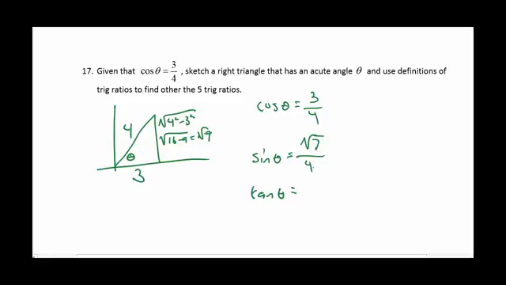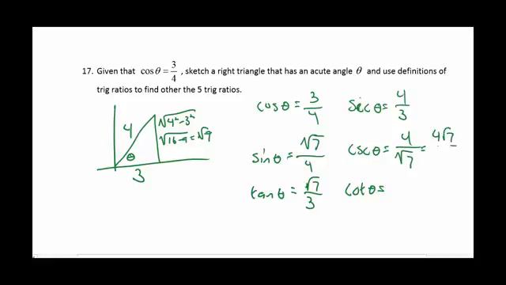Tangent is opposite over adjacent, so that's square root of 7 over 3. And then we want to come back in and find all of the reciprocals now that we can see a little bit better what's going on here. Well, reciprocal 3/4 is 4/3. Cosecant would be 4 over the square root of 7, which if we rationalize, we should get 4 square root 7 over 7. Tangent would be 3 over the square root of 7, which is 3 square root 7 over 7 for that one.